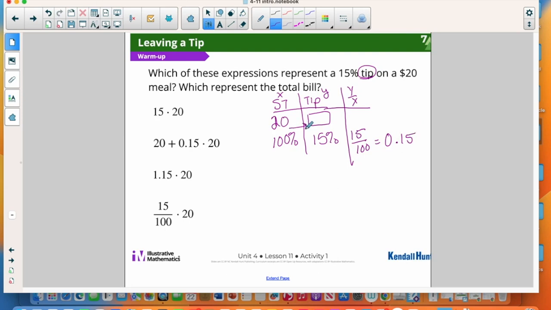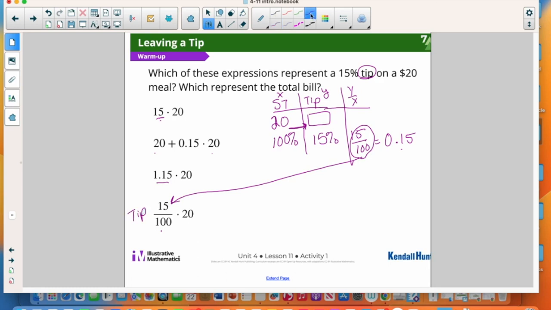And then to find that tip, we use our constant of proportionality and we multiply. Well, that first one is 15, not 15 hundredths. So that one's not the tip. I see a 15 hundredths times 20, but I also have this plus 20 at the beginning, so that's not the same thing. Here I'm multiplying 20 by 1.15, not the same thing. And here, while it's not a decimal, it is the same as what I did to find my constant of proportionality. So there is my tip.